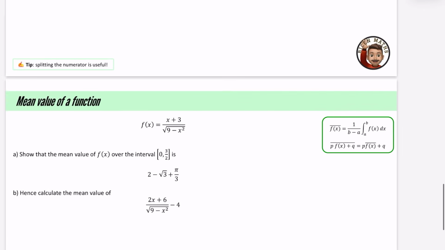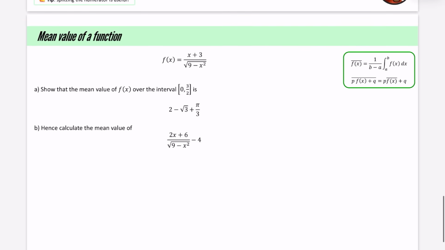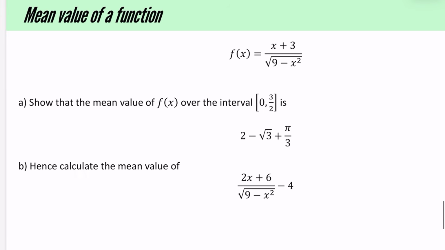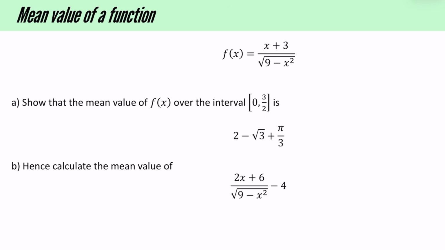What they love to do in the exams is to test all the integration from this chapter. So we have that f of x is equal to x plus 3 over the square root of 9 minus x squared, and we're going to show that the mean value of f of x over the interval 0, 3 over 2 is this thing.